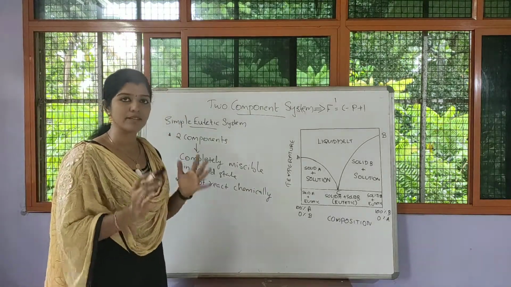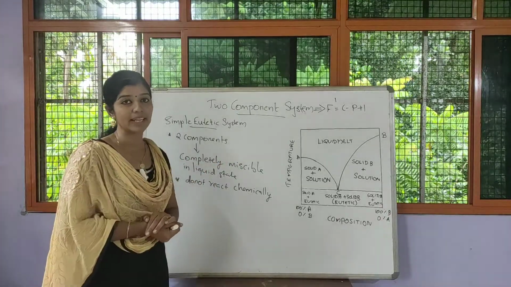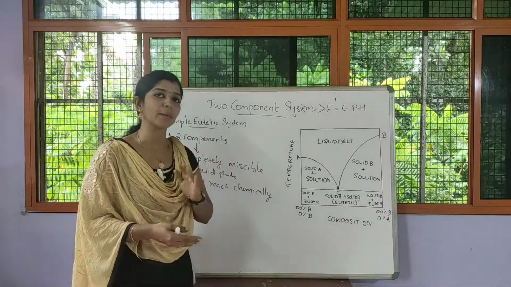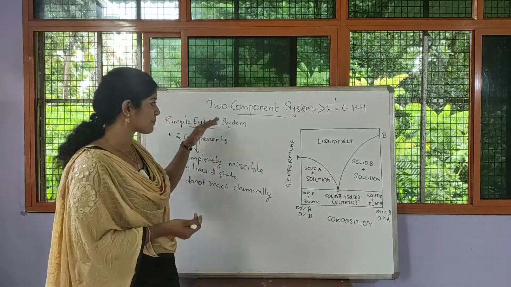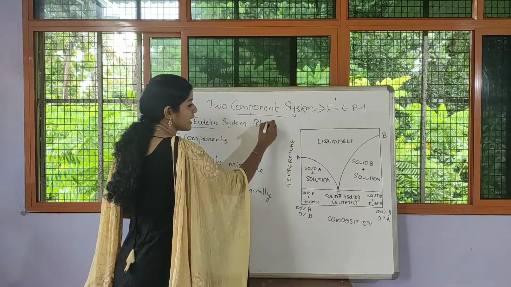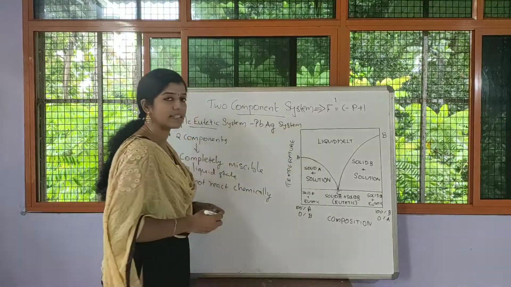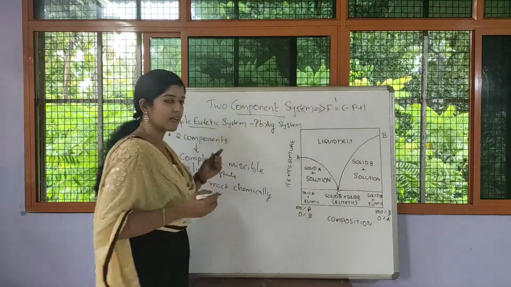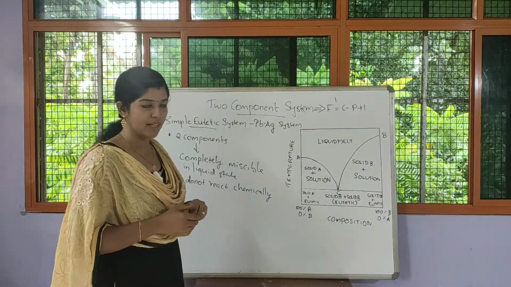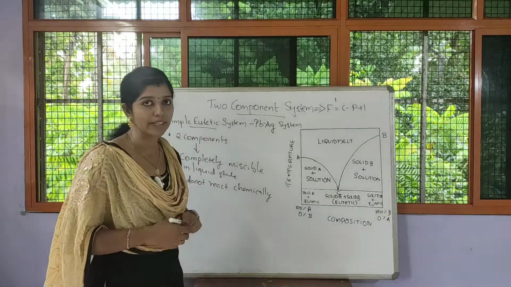A eutectic system is a system which consists of two components that are completely miscible in their liquid state, and they do not react with each other chemically. That is a simple eutectic system. An example for simple eutectic system is the lead-silver system, Pb-Ag system. These two will be completely miscible with each other in liquid state and do not react with each other, but in solid state they will exist as two separate solids. So that is a simple eutectic system.